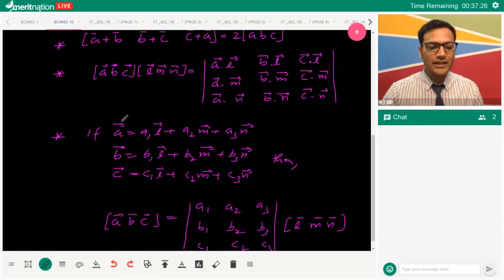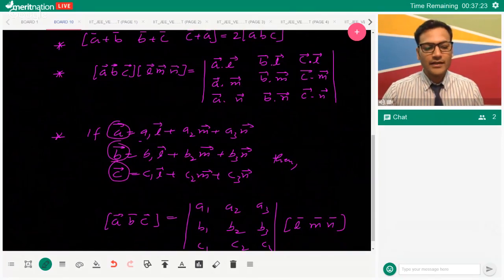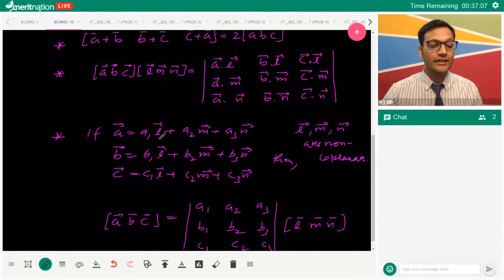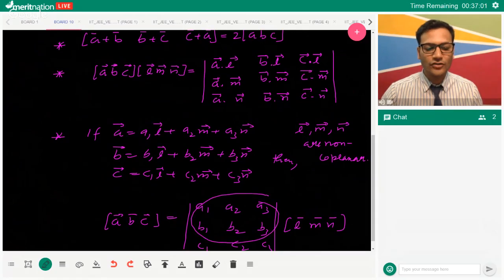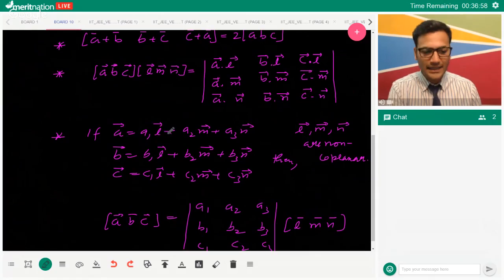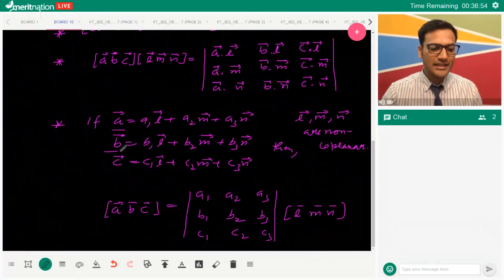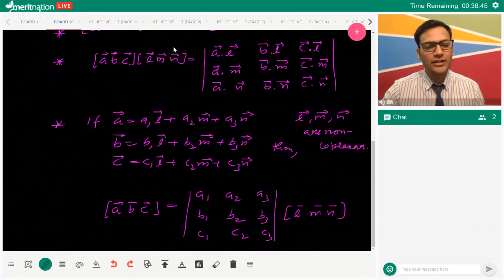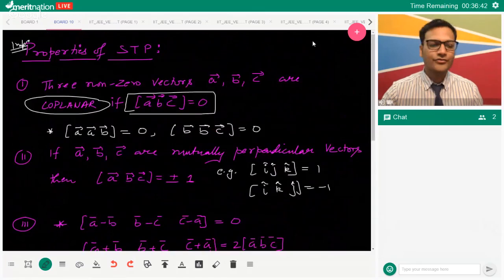This is again an important one. If any of the vectors is given to us as the sum of three vectors which are non-coplanar, so L, M, and N are non-coplanar vectors, in that case, what we can say is that the scalar triple product of A, B, C will be the determinant formed by the components over here of L, M, and N with respect to A, B, and C. And then we will multiply it by the scalar triple product of L, M, and N. This was just a short summary of whatever you need to know in scalar triple product.